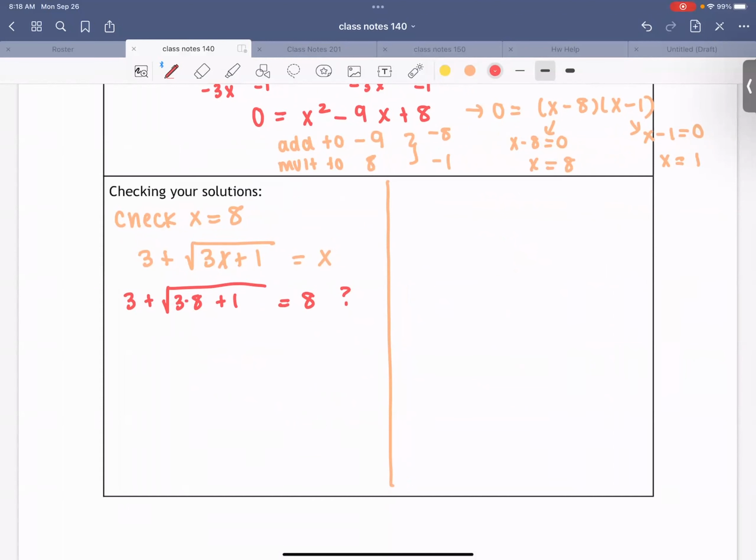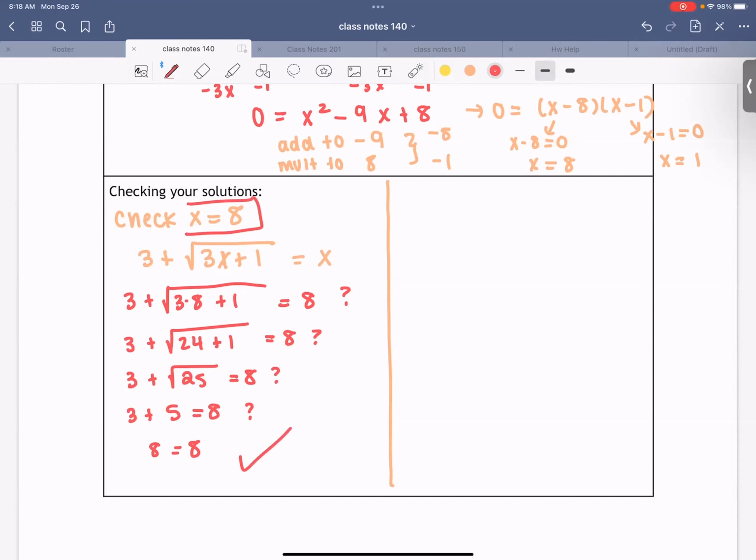Okay. Let's see if I can do this. This is like my worst nightmare here. 24 plus 1 equals 8, question mark. 24 plus 1 is 25. And the square root of 25 is 5. So we have 8 equals 8. Is 8 equal to 8? Yes. Good. So it looks like x equals 8 is a solution to my equation. So we're good so far.